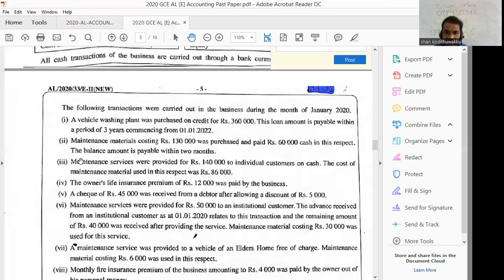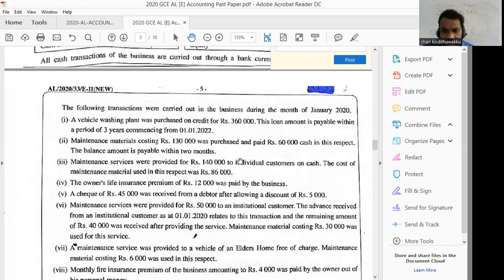Adjustment number 3, maintenance services were provided for 140,000 rupees to individual customers on cash. The cost of maintenance material used in this respect was 86,000.